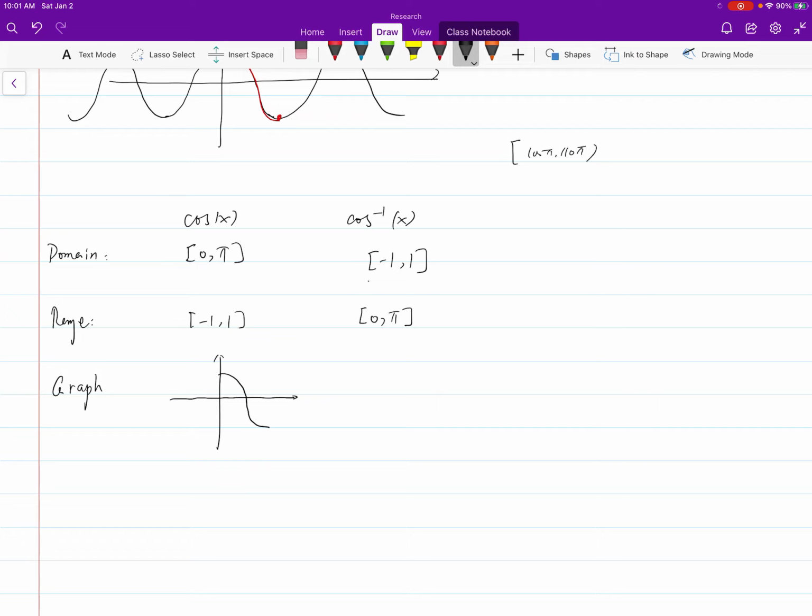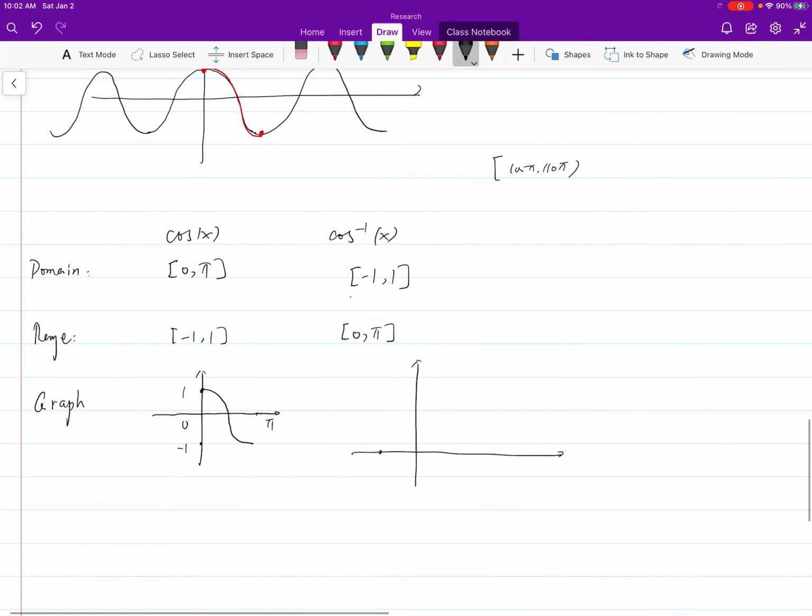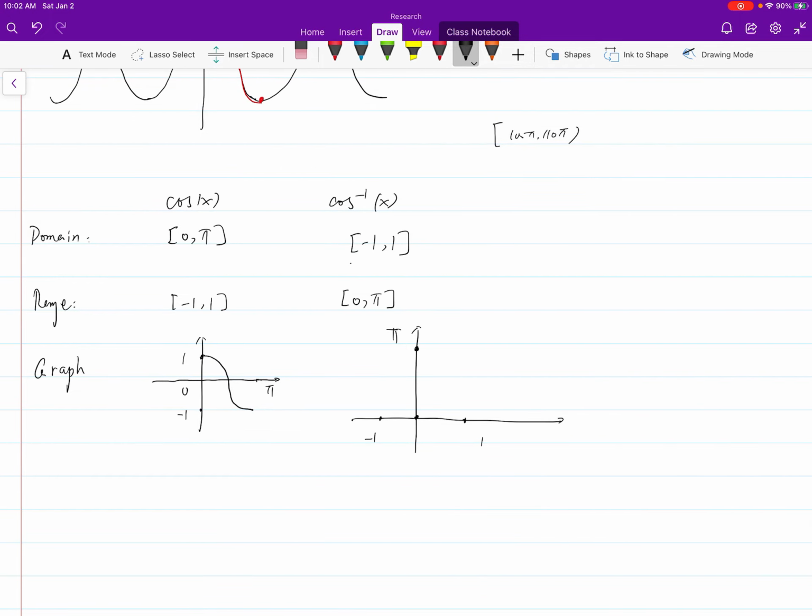For the graph, zero, pi, negative 1, 1. Therefore, if you flip it, it should be from 0 to pi. Remember, your x becomes your y, becomes your x.